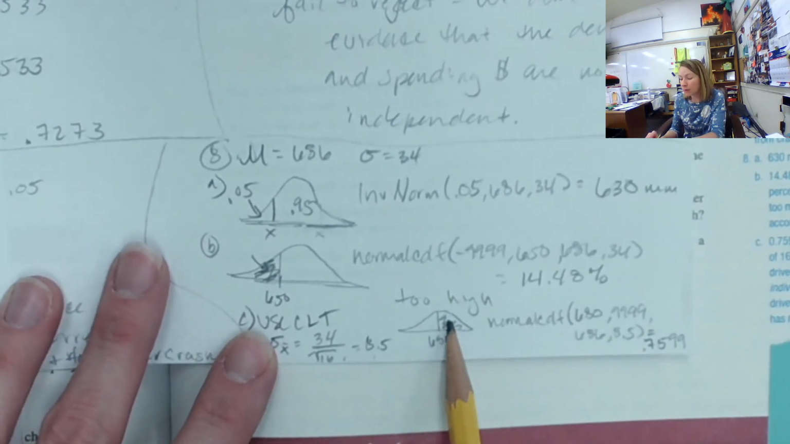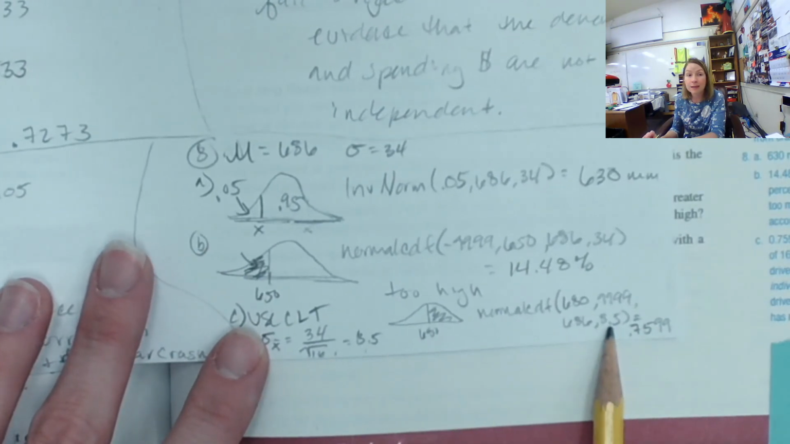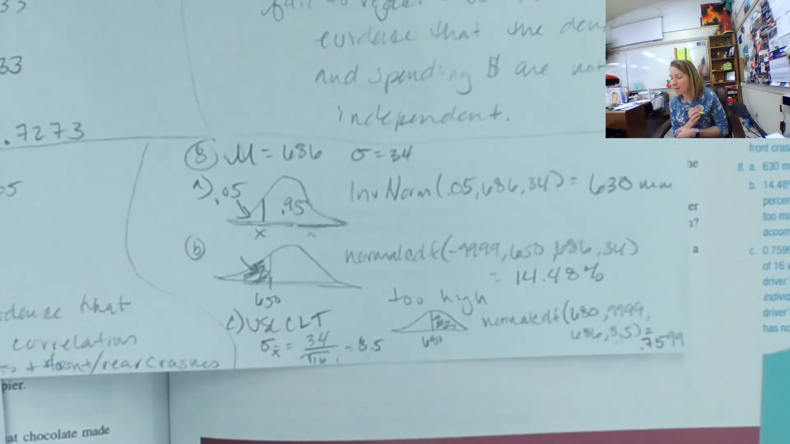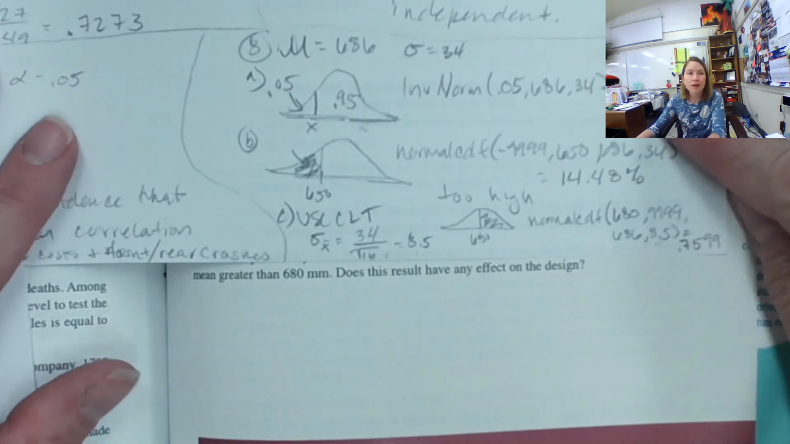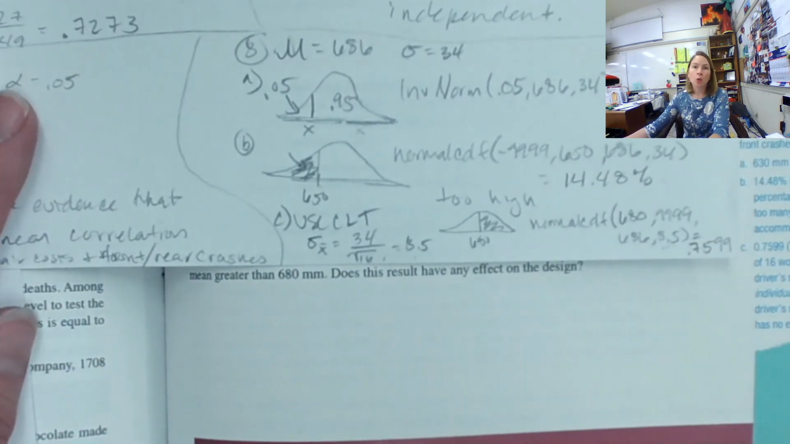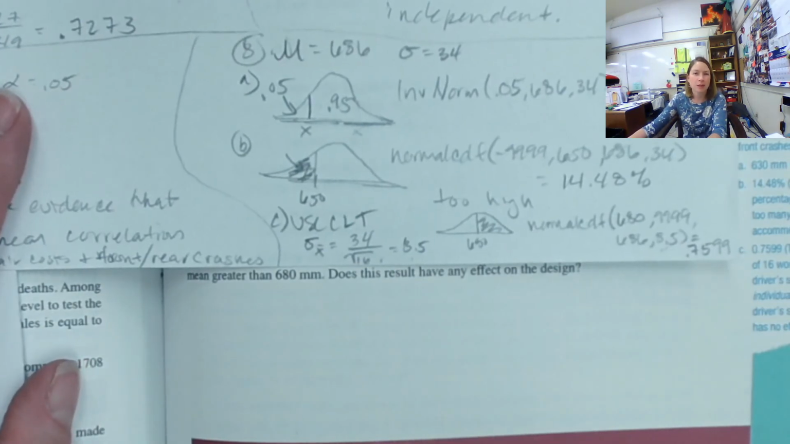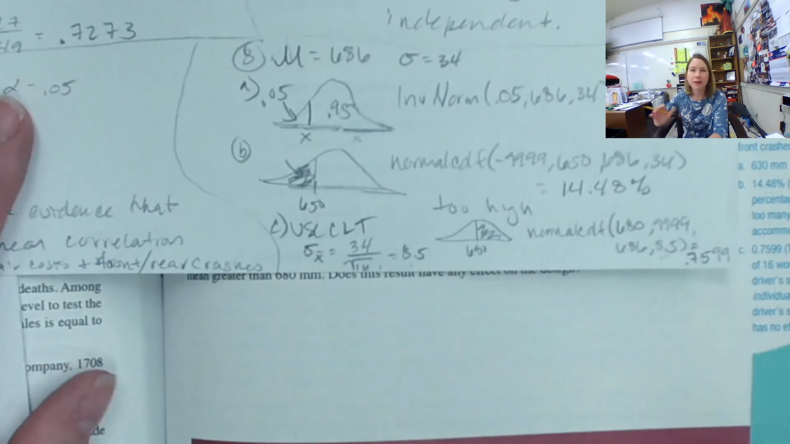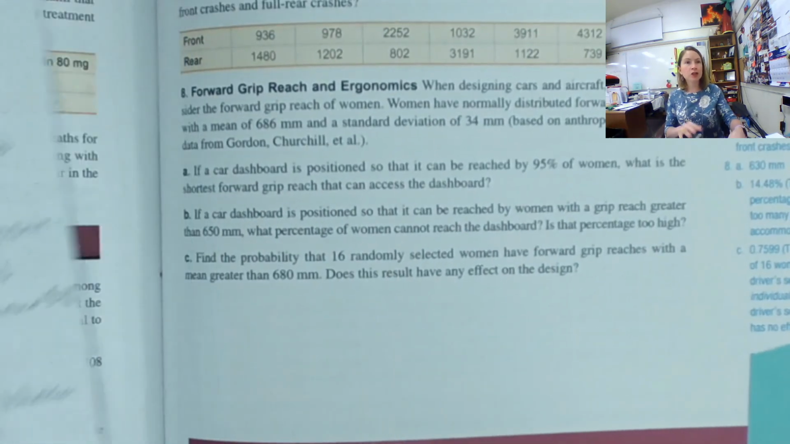And so I'm looking for the area that's going to be greater than 680. So I'm using the same thing except my standard deviation is now 8.5. And so that's about 76%. And then the next question says, does this result have any effect on the design? No. We don't care about a sample mean when it comes to grip reaches, right? We need every individual to be able to reach something, okay? All right, so that's chapter 11.